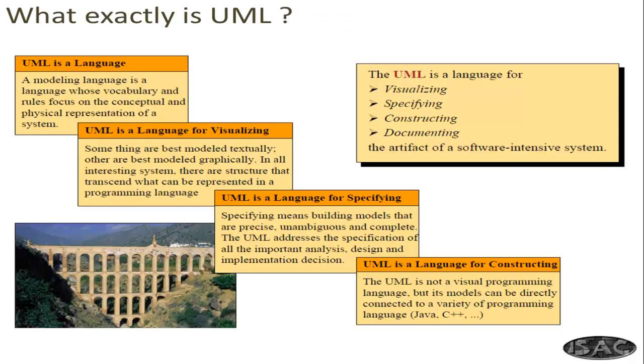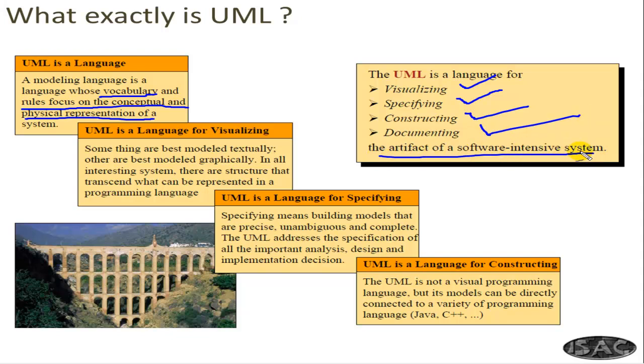Now, what exactly is UML? We have understood modeling, so now let us understand what exactly UML is. UML is a language which is used for modeling a software related system. Basically, it provides a language whose vocabulary and rules focus on the conceptual and physical representation of a system. It is a language to visualize how the software system will look, specifying the various components of your system, what the classes are, what the objects are, what the subcomponents are, how they will interact, and it is used for constructing and documenting the artifacts of a software intensive system. So this is what UML is all about. It is a language for visualizing, specifying, and constructing.